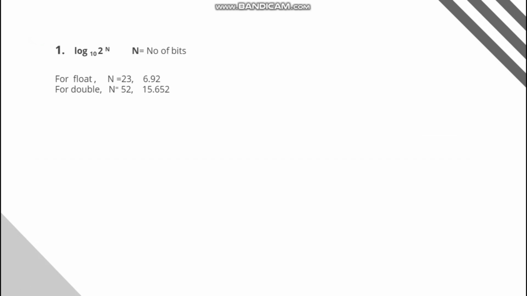We can calculate the decimal digits of precision using the formula log 2 raised to the power n base 10, where n represents the number of bits in the mantissa part. For float variable n is equal to 23, this gives us the decimal digits of precision as 6.92. And for double, n is equal to 52, which gives the decimal digits of precision as 15.65.